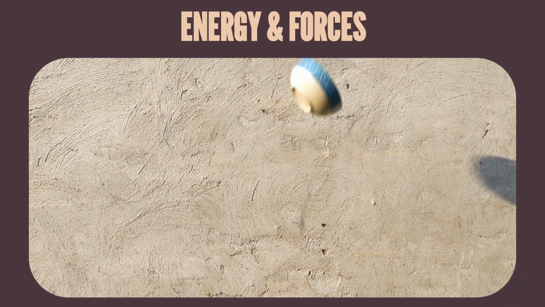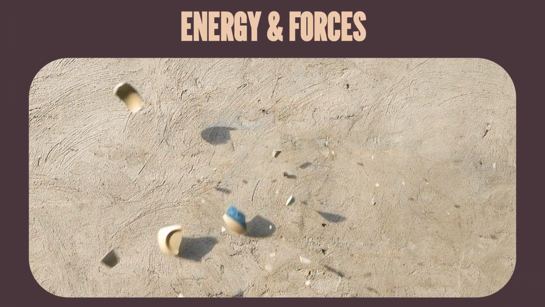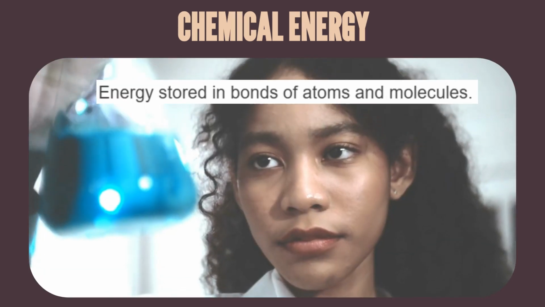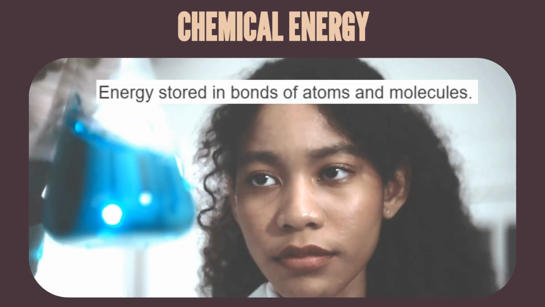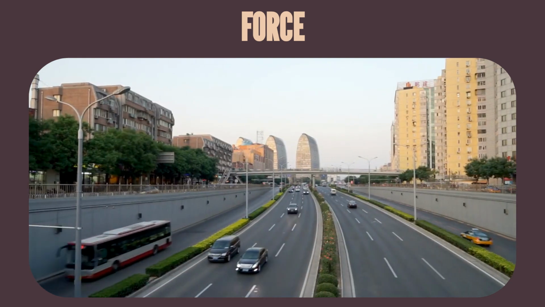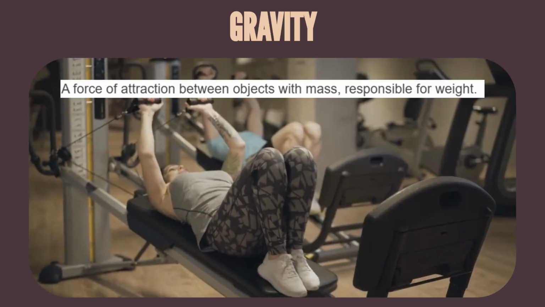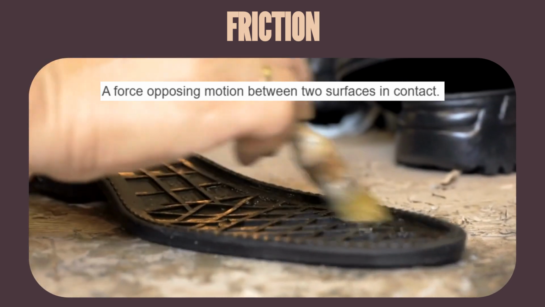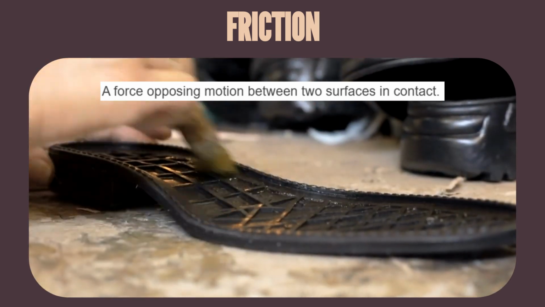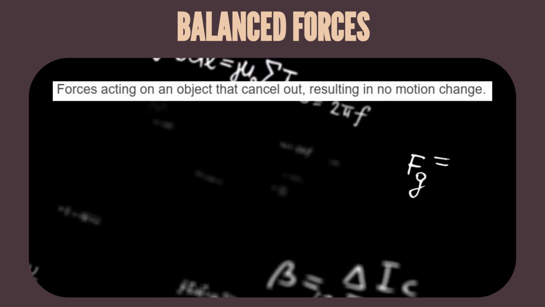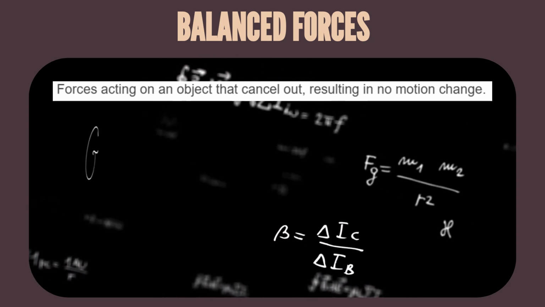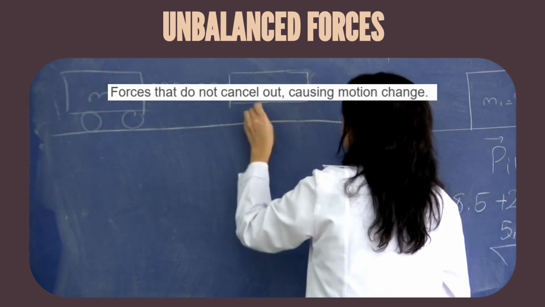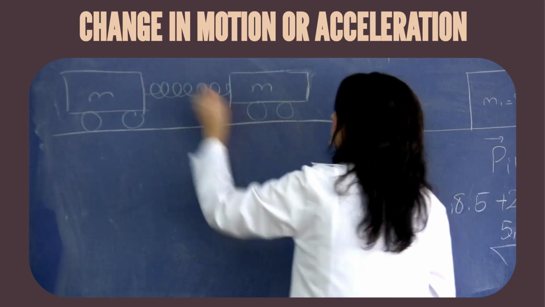Remember how we said atoms are made of charged particles? Well, the movement of electrons is the secret behind electrical energy. And the energy holding atoms together in molecules? That's chemical energy. But what makes things move? Forces. Gravity is that universal attraction between anything with mass. Friction is the force that resists motion when two surfaces rub together. And when all forces on an object cancel out, we have balanced forces, and nothing changes. But when one force is stronger, we get unbalanced forces, and that causes a change in motion or acceleration.